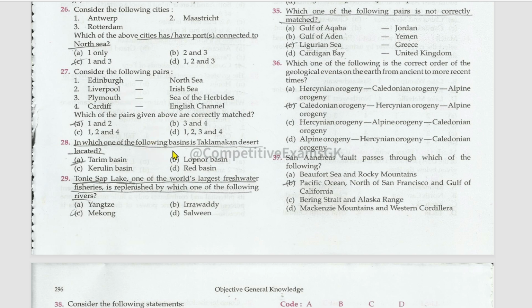In which one of the following basins is the Taklamakan Desert located? Tarim Basin. Tonle Sap Lake, one of the world's largest freshwater fisheries, is replenished by which one of the following rivers? Mekong. Consider the following rivers. Which of the above rivers flow into the landlocked Caspian Sea? Volga and Ural. In Brazil, iron ore is found chiefly in which one of the following federal units? Minas Gerais. Which one of the following pairs is correctly matched?